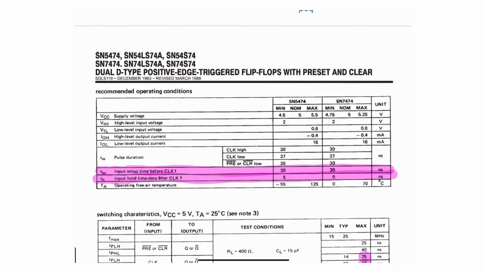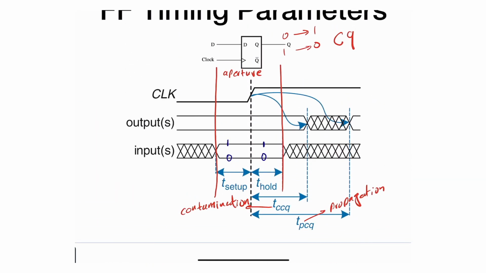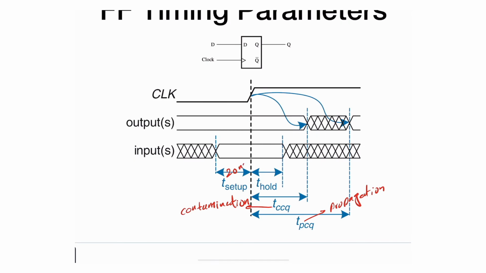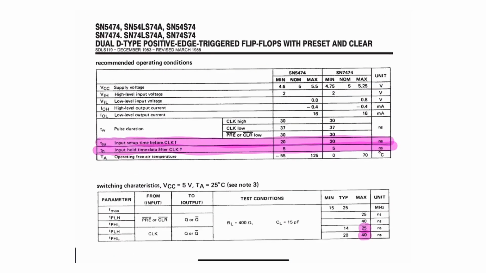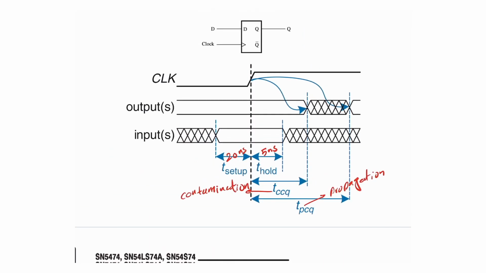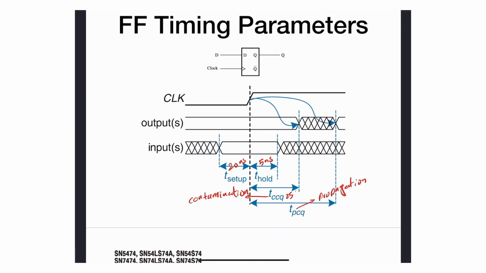So I'm going to clear this figure a little bit, and let's write these numbers in there. These numbers tell me the following. The setup time is 20 nanoseconds, the hold time is 5 nanoseconds, and I believe it takes 25 and 40. So this one here is 25 nanoseconds, and this one here is 40 nanoseconds, and this is what we get out of the data sheet.